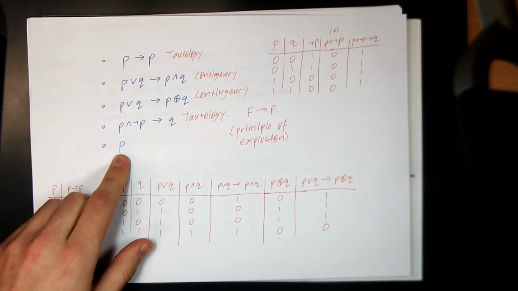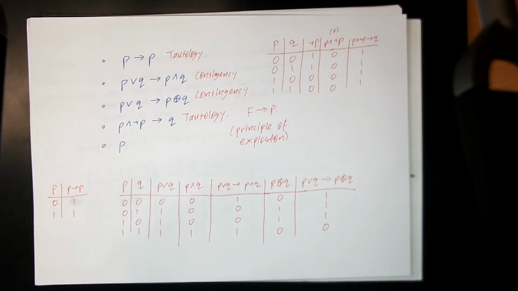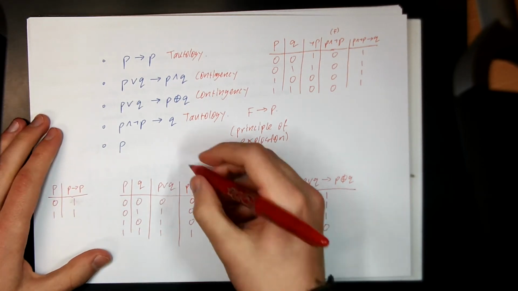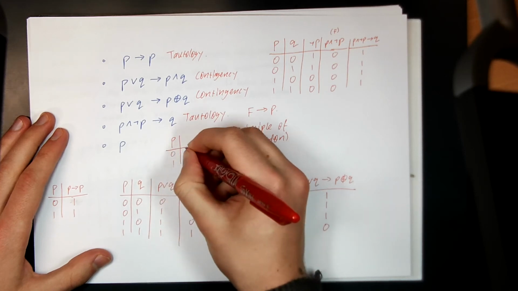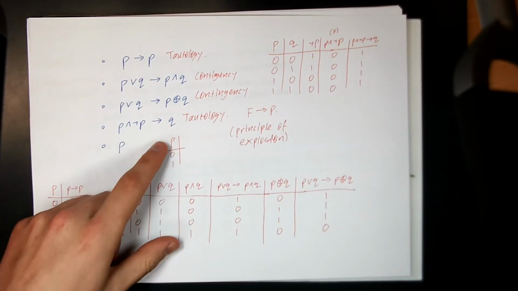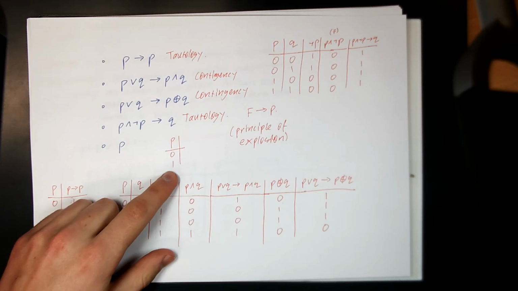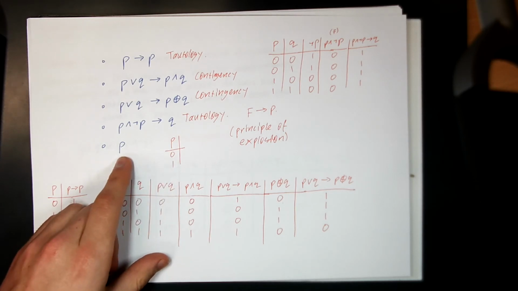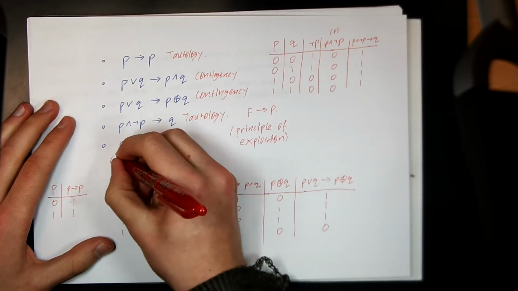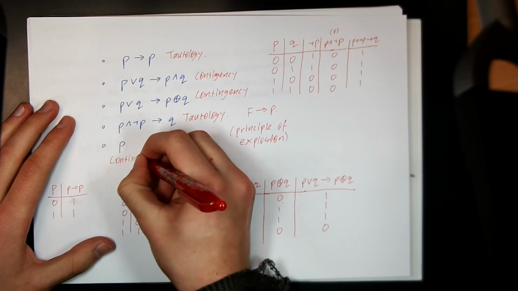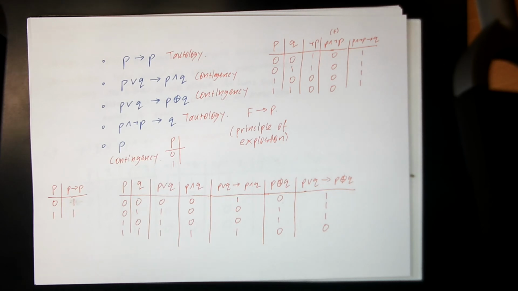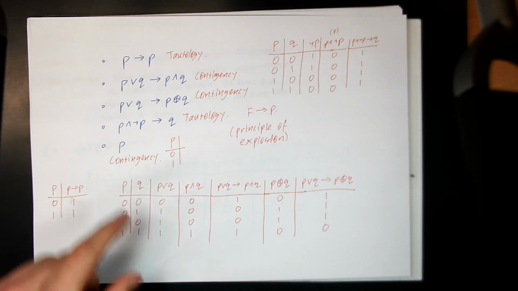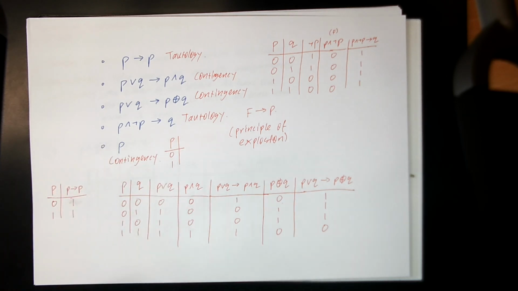And P. Well, P alone is still a valid Boolean equation, right? The truth table of it isn't particularly interesting. P, 0, 1, and that's it. So if P is false, then P is false, and if P is true, then P is true. So it looks like the statement P alone is a contingency. Which makes sense, right? The truth value of P depends on the truth value you assign to P, right? If P is false, it's false. If P is true, it's true. So that makes the statement P alone by itself a contingency.